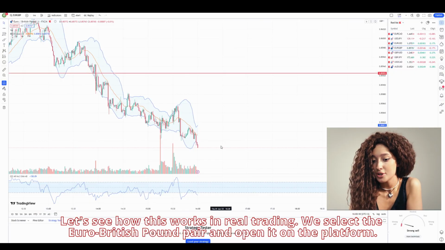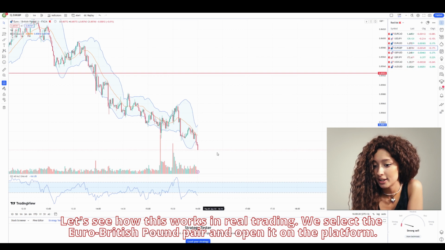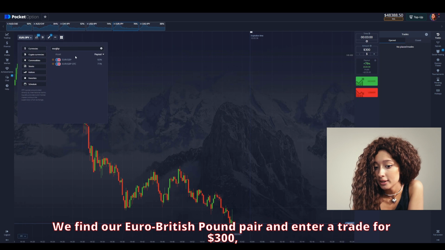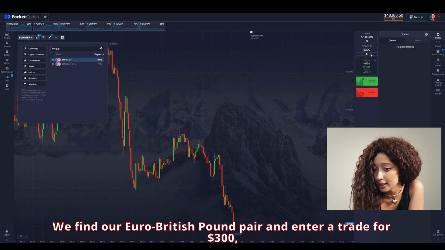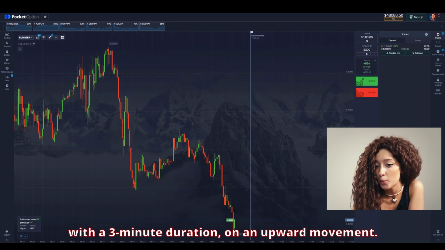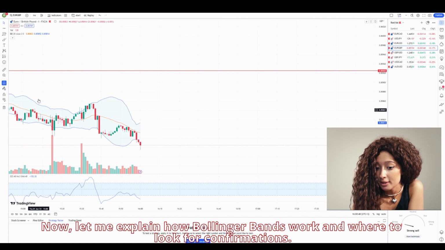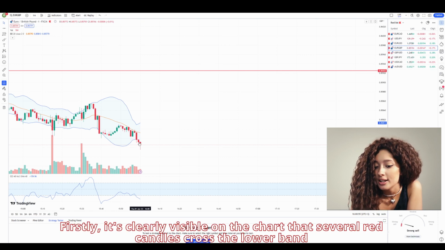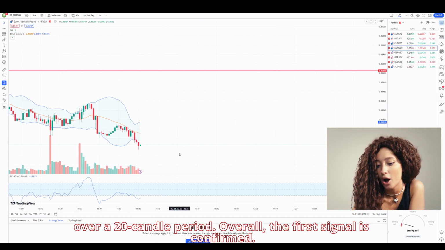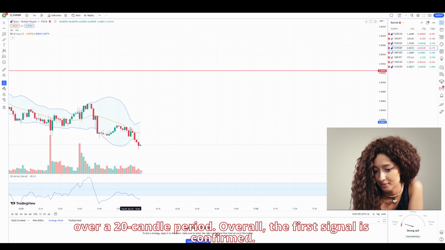So, let's see how this works in real trading. We select a Euro-British Pound pair and open it on the platform. We find our Euro-British Pound pair and enter a trade for $300 with a 3-minute duration on an upward movement. Now let me explain how Bollinger Bands work and where to look for confirmations. Firstly, it's clearly visible on the chart that the red candles cross the lower band over the 20-candle period. Overall, the first signal is confirmed.